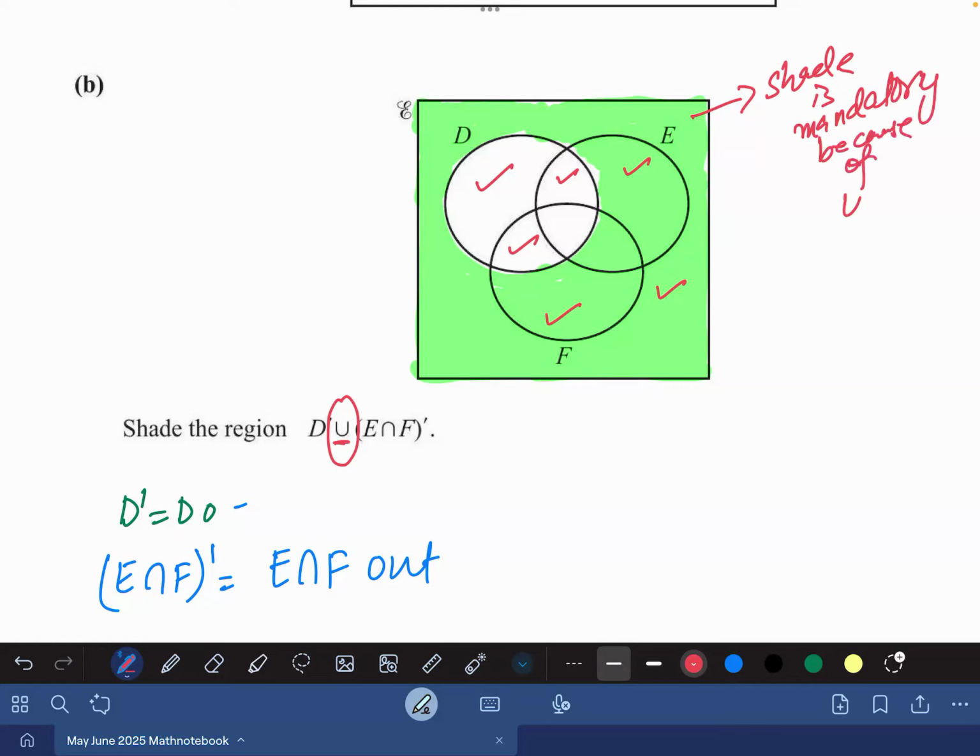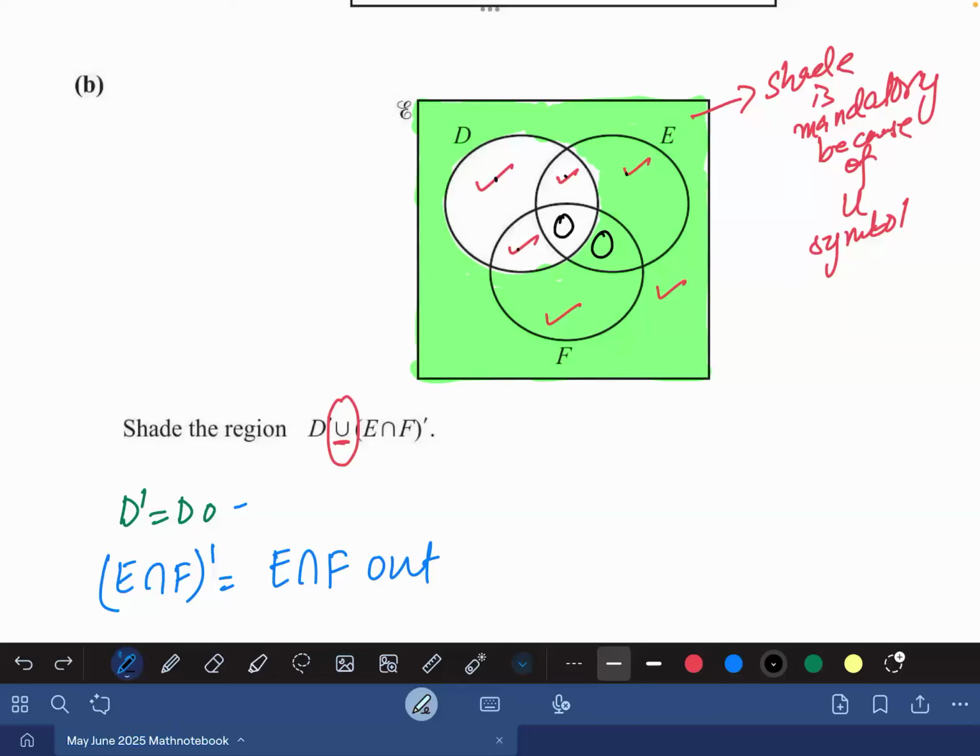Because of the U symbol. Okay. So it says that E intersection F out. So E intersection F, this was the place for E intersection F, and when it was out, we were left with these red ticks. Agree or not?